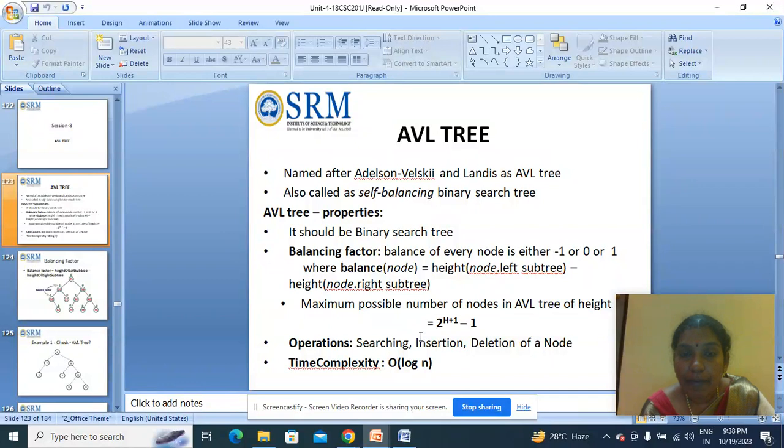It is a self-balanced binary search tree. Here we maintain the balance factor for each and every node. All the nodes should contain either -1, 0, or 1. How to find this balance factor? Balance factor is equal to height of the left subtree minus height of the right subtree. So this is called the balance factor.